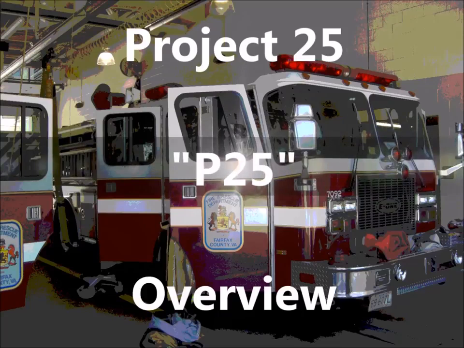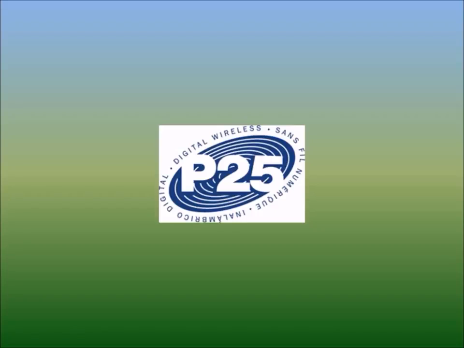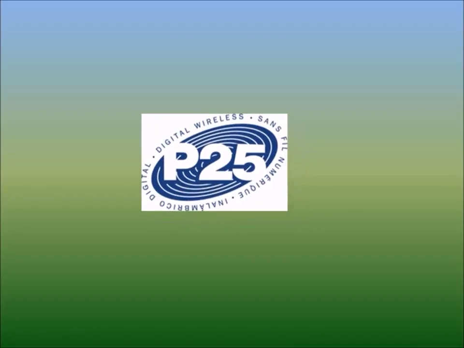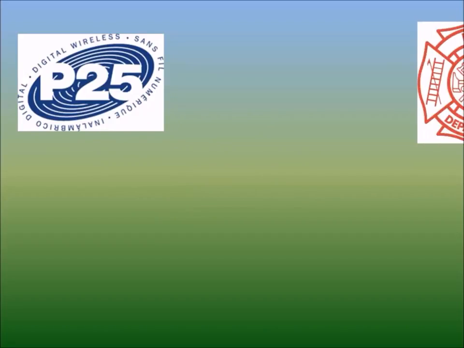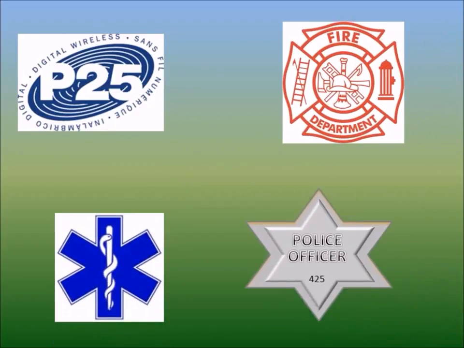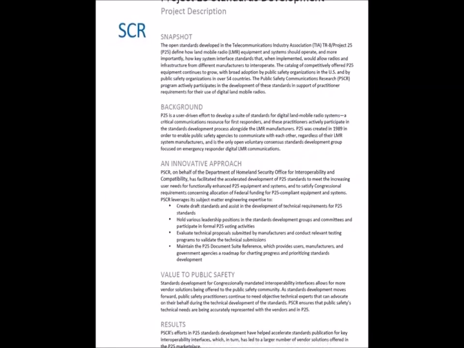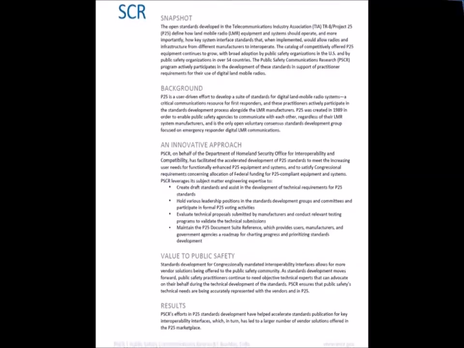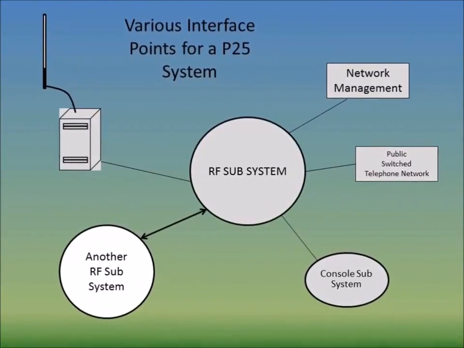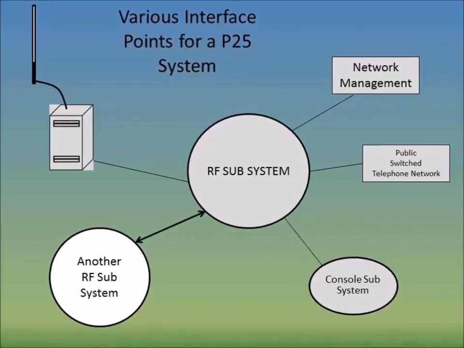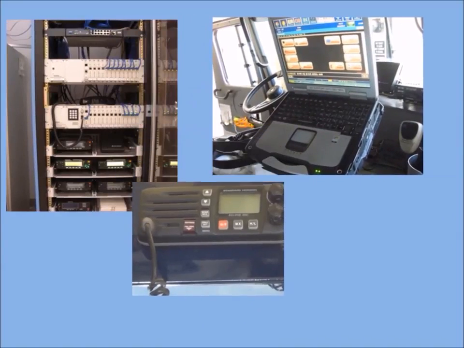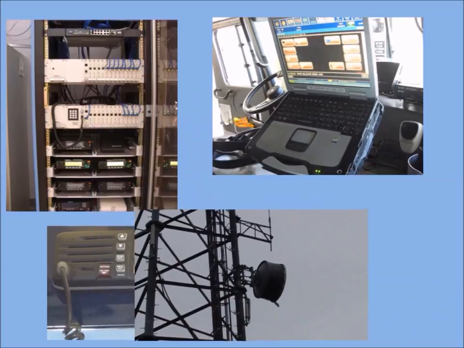P25 Overview. Project 25, or more commonly referred to as P25, is a partnership between the public safety communications community and industry manufacturers. The P25 standard was originally developed as a group of standards to promote narrowband, digital, two-way, wireless communication. P25 products, systems, and standards are designed to meet the mission-critical needs of public safety personnel. The P25 standards were also intended to enable governments and the private sector to work with standardized, narrowband products and systems.